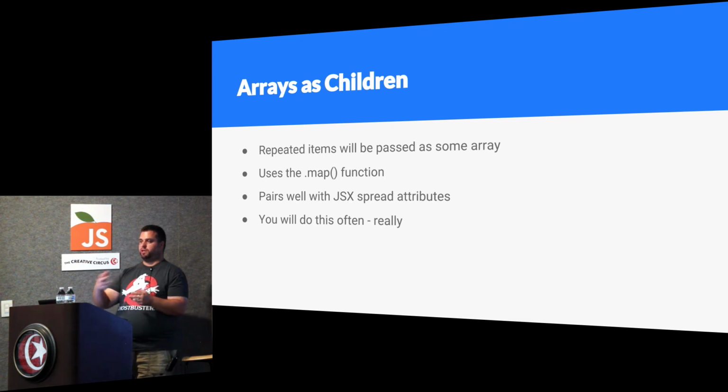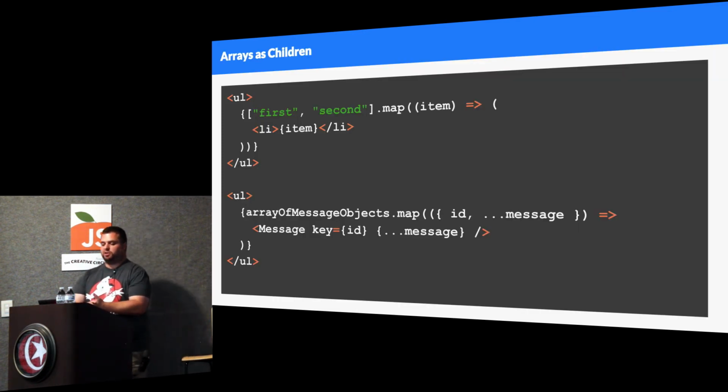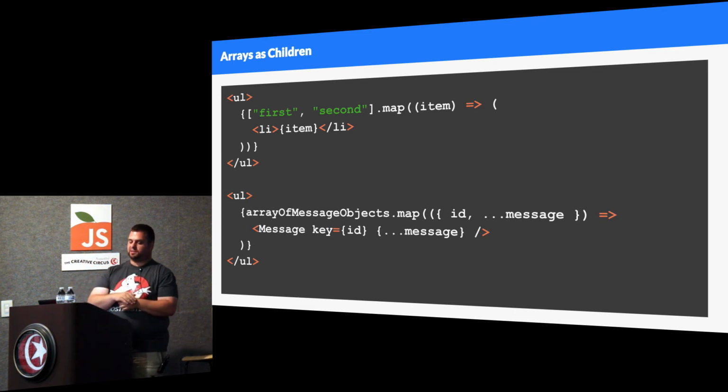And you really do this often. Every time you have a list item, if you have multiple things that all sort of render out the same thing, they're going to be rendered by an array and then as children. So in this example, I have a UL that's just taking first and second as an array and doing a dot map for each item. I'm doing an LI with item in it. So I'd have LI item, LI first, and then LI second. So 2 list items there.